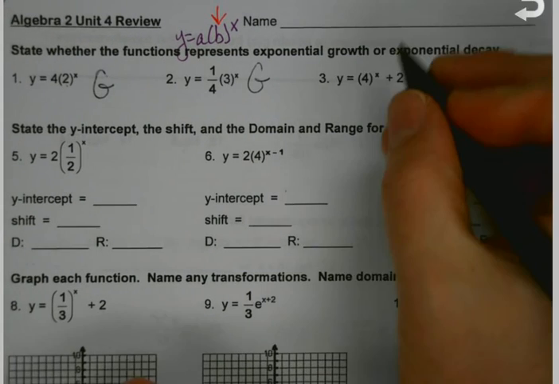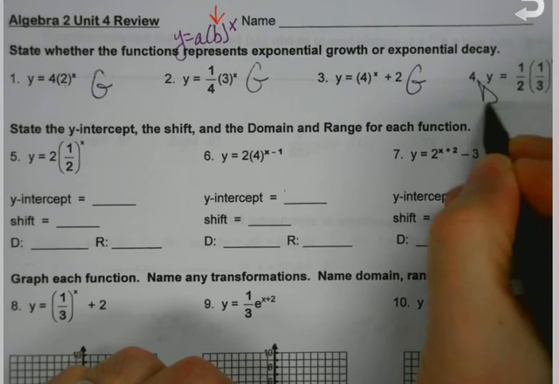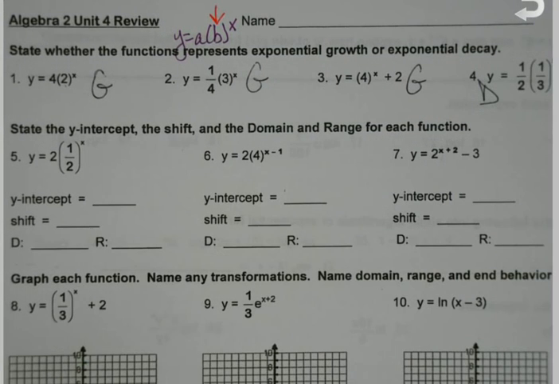When I get to 3, you're like, dang, these are all growth. Everything's bigger than 1. Okay, there's at least one that's not. Okay, that'd be decay. So not too bad. That should be some easy ones here at the start. Okay, state the y-intercept, the shift, and the domain and range for each function. Notice I'm not graphing any of these, and I should be able to get most of my information without the calculator, but if I need it, we'll talk about what some of those options would be.